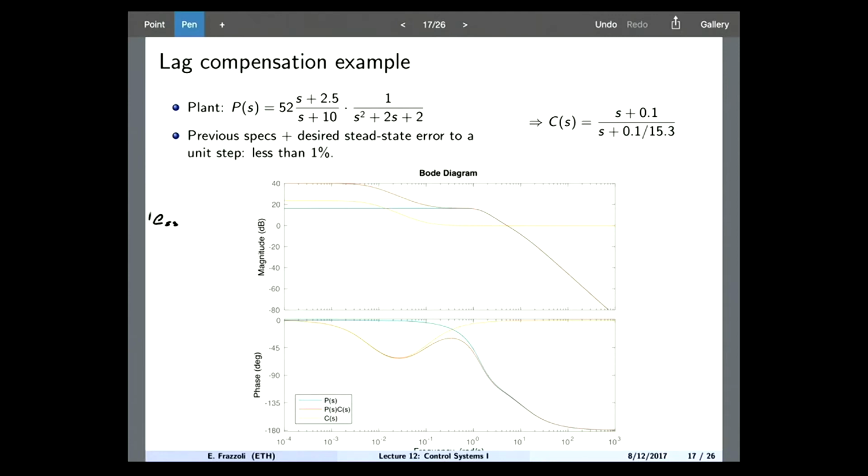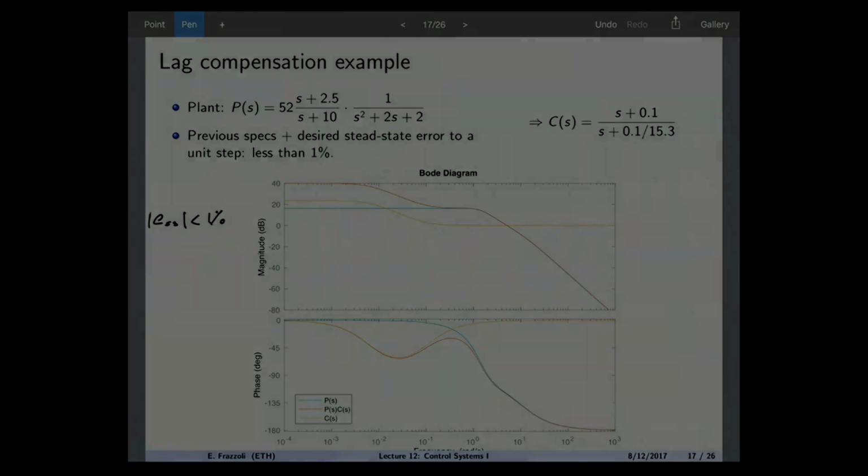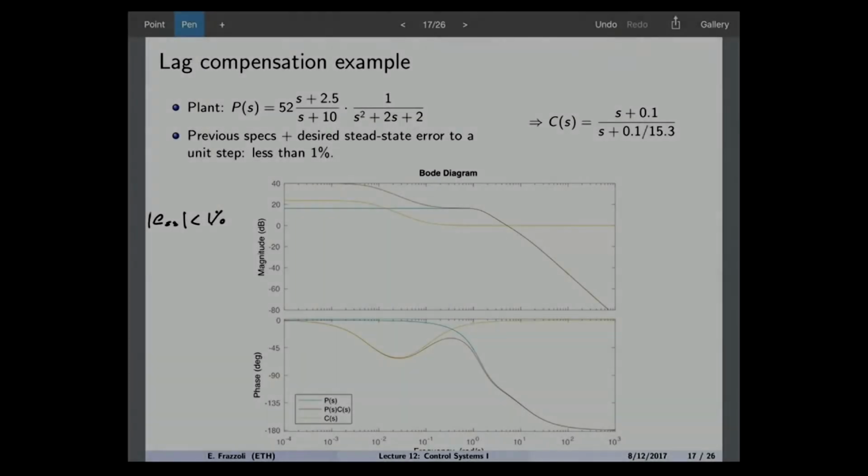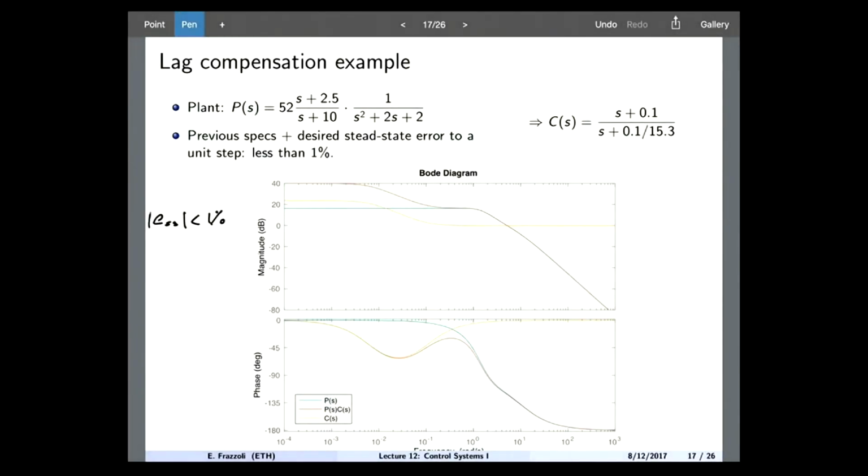If I want the magnitude of the error to be less than 1%, let's keep doing it after the break, okay? Let's keep going.